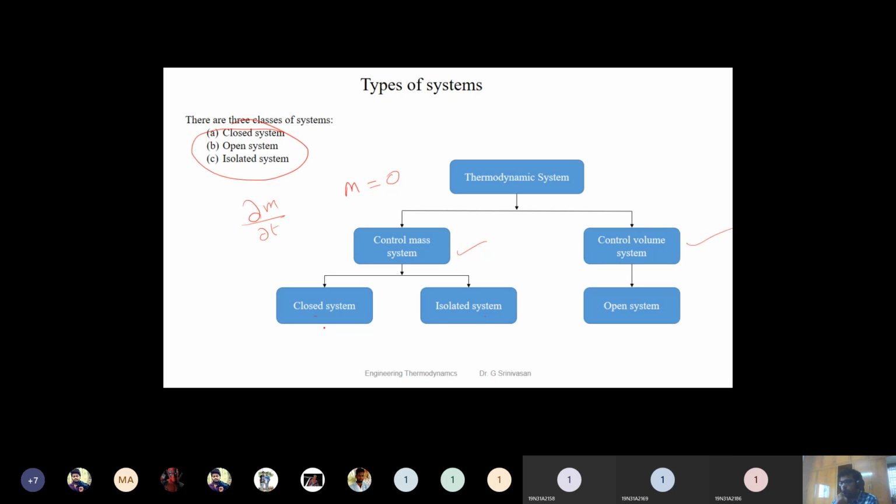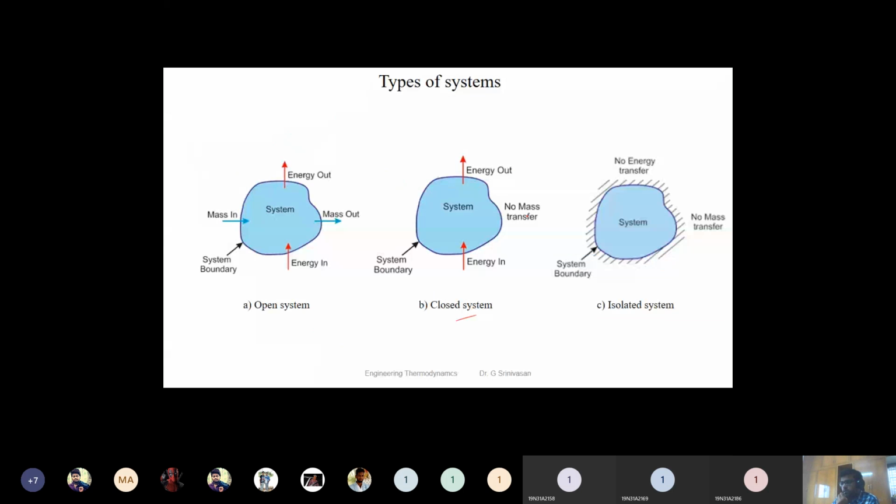In a closed system, there is no mass transfer, only energy in and energy out. In an open system, you have mass in, mass out, energy in, and energy out. In an isolated system, you have no energy transfer and no mass transfer.